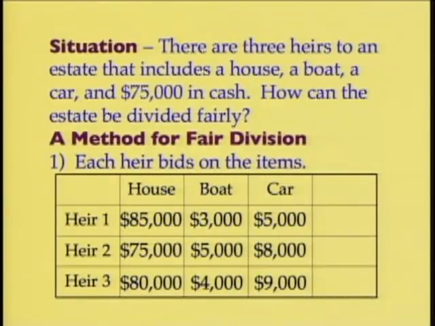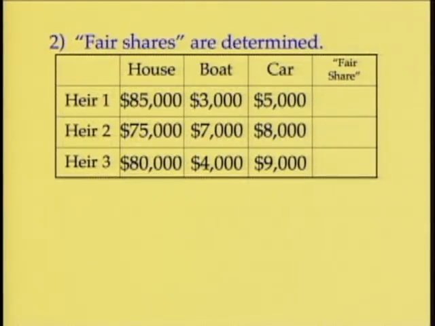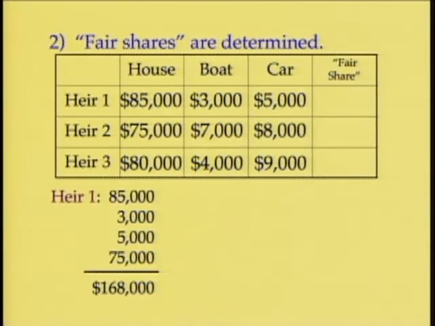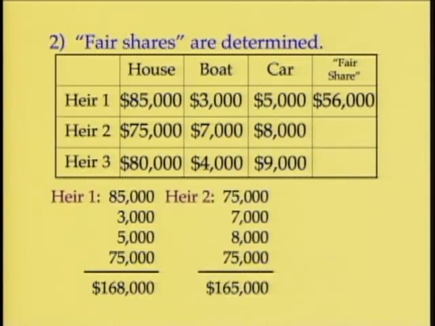Then, based on these bids, we determine what they would consider to be a fair share of the estate. The way we do that is we add up the value of everything according to what they call the value. So for heir 1, we take the values that they gave here, add those up, and then the $75,000 is worth $75,000 to everybody. So we add that up. That makes the estate worth $168,000 to this heir. We're going to share it equally, so we divide by 3, and that gives us what we call their fair share, according to them. We do this with each of the 3 heirs.